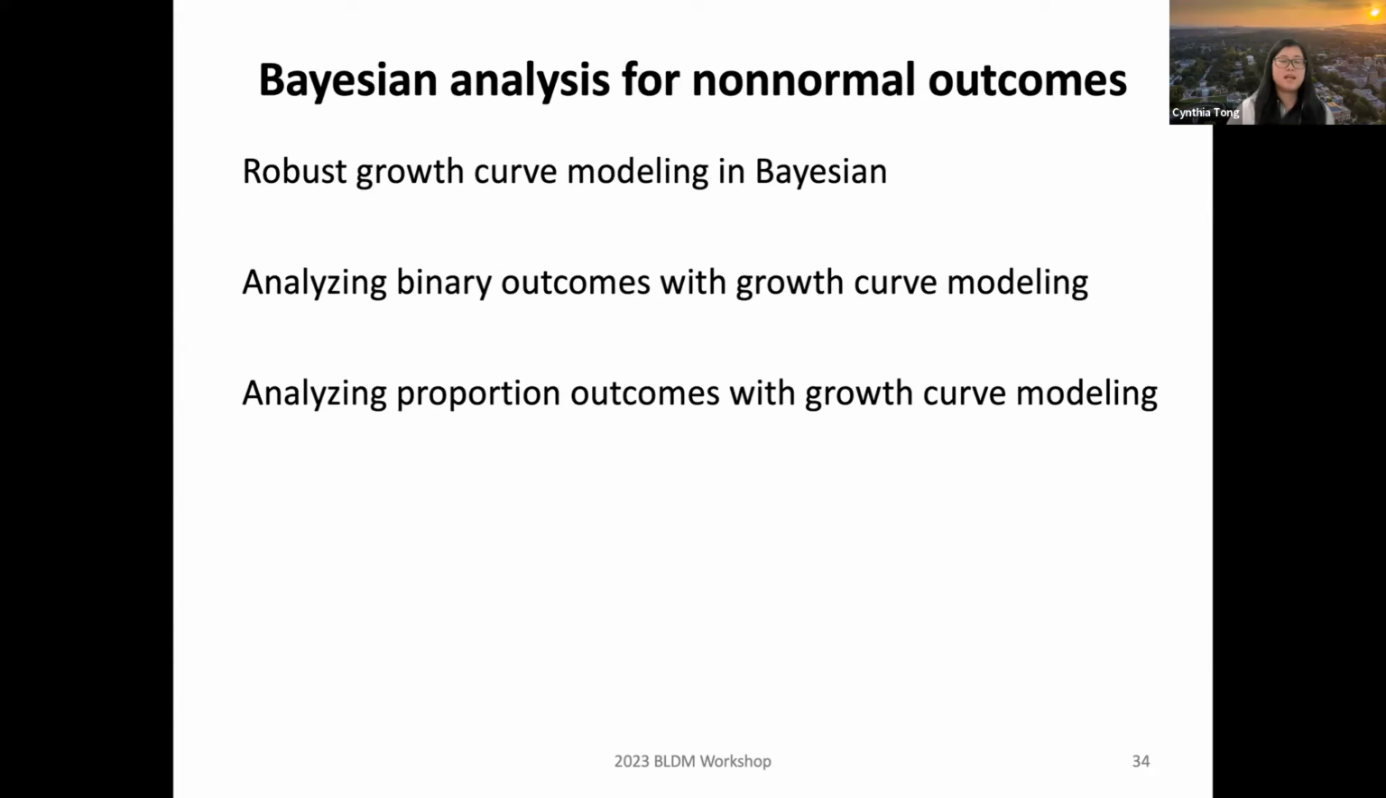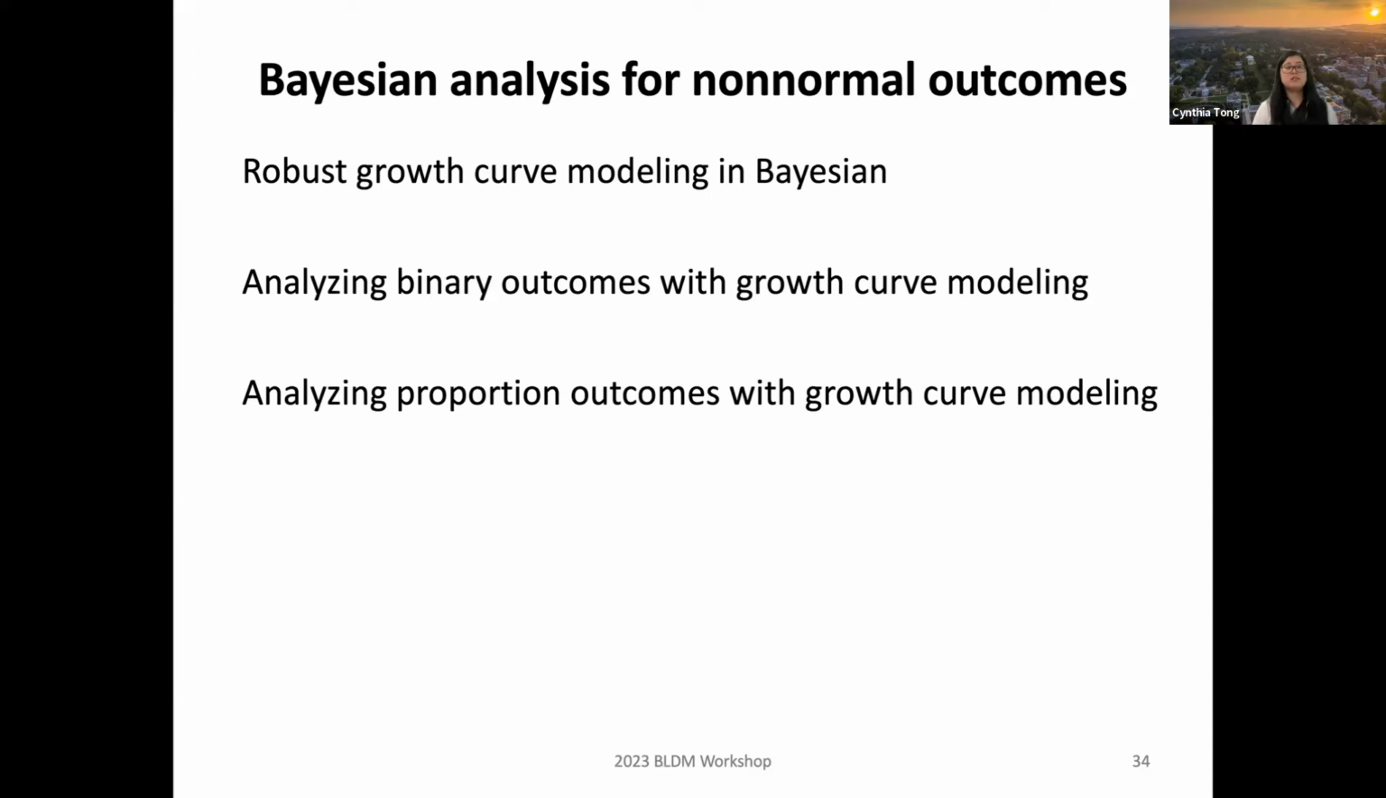And besides the missing data, Bayesian analysis is also very flexible and powerful for handling non-normal outcomes. There are different types of non-normal outcomes. Today, I'll just briefly talk about some robust growth curve modeling in Bayesian. In this robust growth curve modeling, basically the data can follow non-normal distributions, where they may have outliers or be contaminated by outliers or leverage observations.